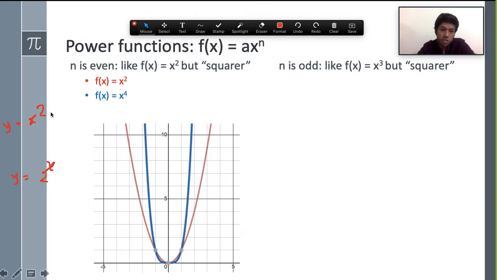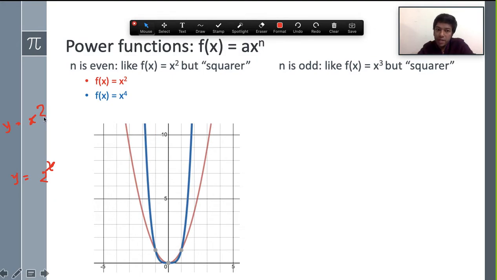So what is a power function? x to the power x squared, x cubed, x to the power 4. These are called power functions. Now notice that this can be of two types. The power can be an even number, like 2, 4, 6, 8, or an odd number. If it is an even number, then the graph is like this.